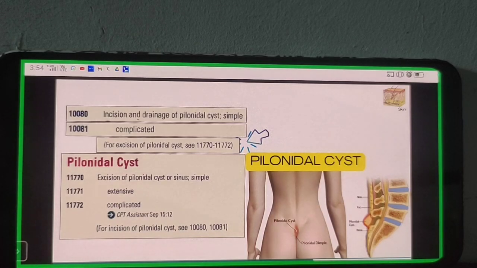Here the information is given directly by the doctors. So the term simple, that is the severity. Severity will be denoted by the provider.